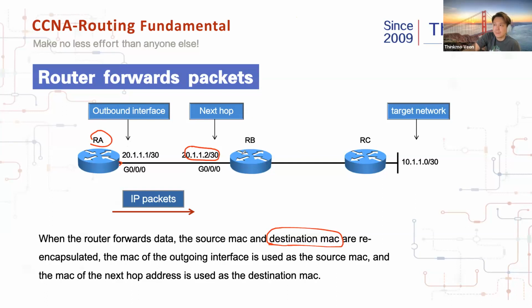Once it gets the destination MAC address information, it can send the packet to 20.1.1.2 accordingly. And then when router B receives the packet, it does the same thing: it looks at the routing table for the next hop of the IP packet. If the destination is 10.1.1.0/30, the target network, it will check whether this destination is inside the routing table. If it is, it will just forward to router C, for example. If the route is not inside router B's routing table, it will drop the packet.